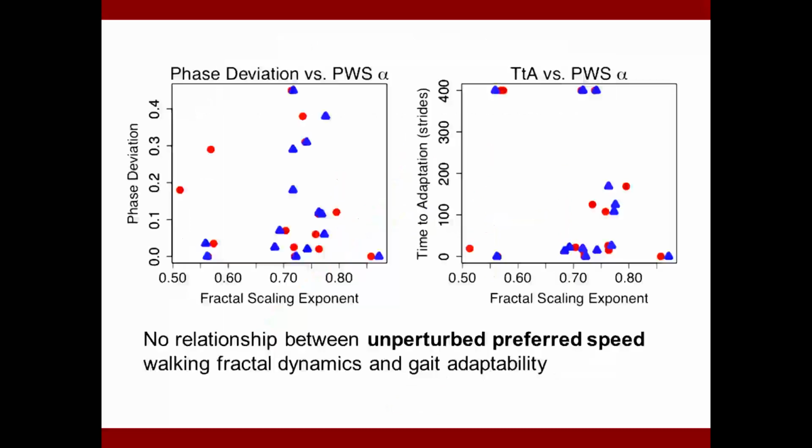But the key finding was that at preferred, this was our main question, at preferred there's no association between fractality and our adaptive behaviors, either in terms of phase deviation or time to adapt. So that prediction, or certainly that assumption in the literature, did not come out under these conditions, under this adaptation paradigm on the split belt.